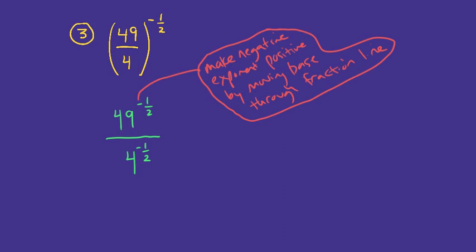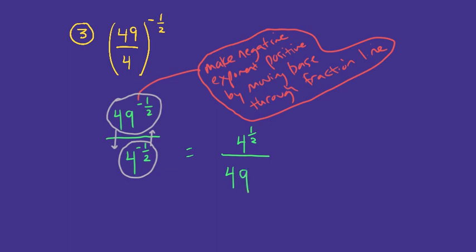So that means that this 49 to the negative 1/2 is going to go through the fraction line. And since this 4 has a negative exponent also, it's going to go up through the fraction line. So we end up with 4 and then now a positive exponent, 49 on the other side with a positive exponent also. And then we're just doing that power index thing again. Power, once we've made it positive, and then the index.